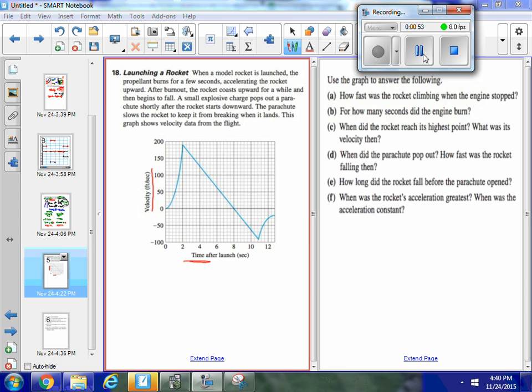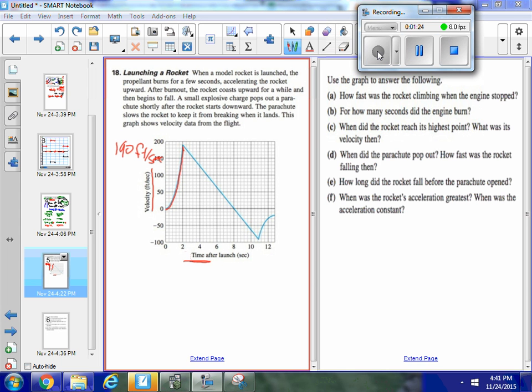Well, I'd say that when the rocket started over here at 0 seconds, it was moving pretty fast, and as the fuel began to burn, it was moving faster and faster and faster until right about here, the fuel burned out. And that looks to me like it was 190 feet per second. That's how fast it was going at that particular moment in time when the engine stopped.